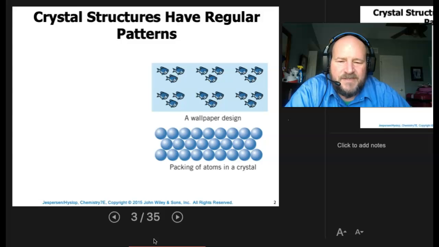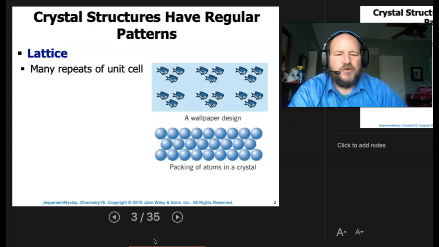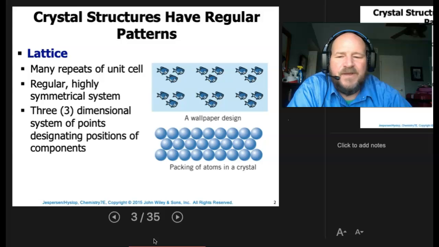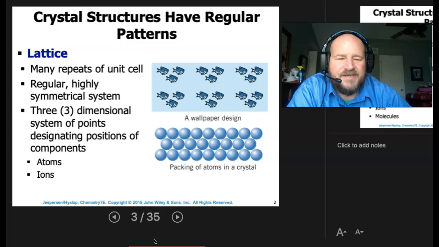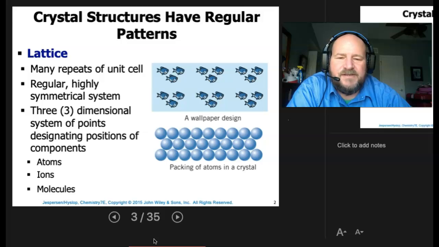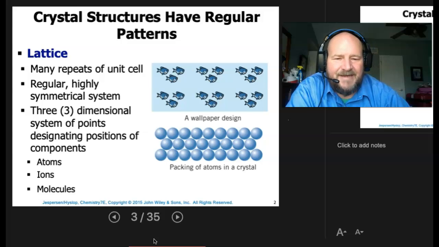If you think about a wallpaper design, and packing of atoms in a crystal, we call that a lattice. A lattice is the repeating of the unit cell. Typically it's going to be regular and highly symmetrical in the system. It's going to be in 3 dimensions, so it's a 3-dimensional system of points designating positions of components. And of course, we can look at this as atoms, ions, or molecules. All 3 of these will form these regular repeating patterns in the solid, and that regular repeating pattern we call the lattice.